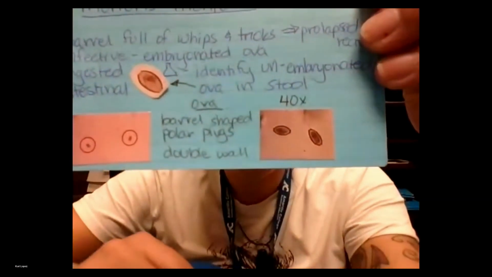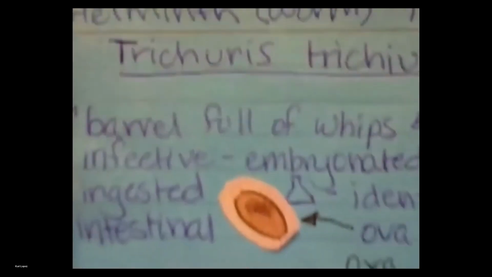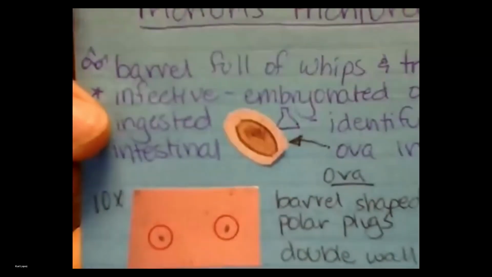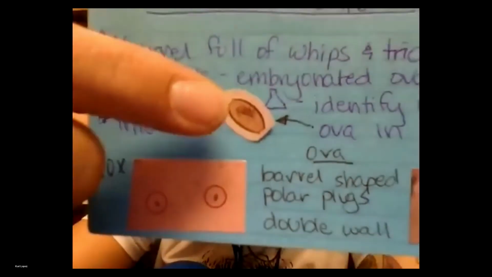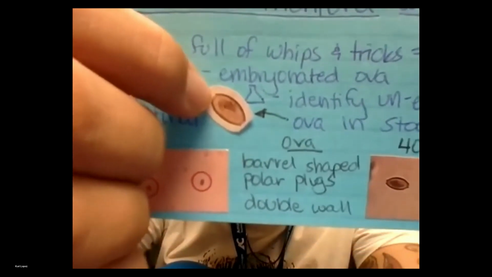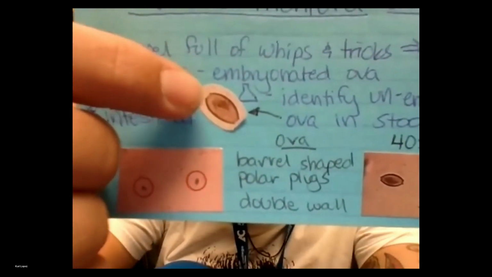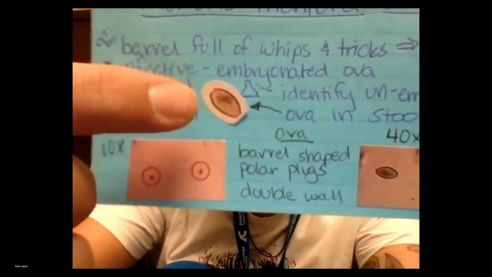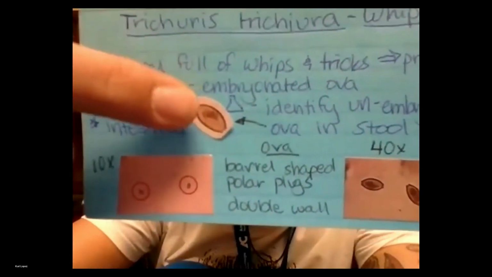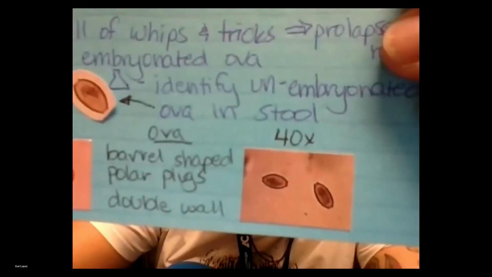Okay, so what's the biggest one here? Not as good as it would be in person, but here's your ova, and right here you can't tell so much in this picture, but maybe I can pull one up online. These right here are the polar plugs, and then see how it's more barrel shaped. So instead of being a nice little oval, it has little ends on each side, just like a barrel does. And you can see the barrel shape real good on here too.